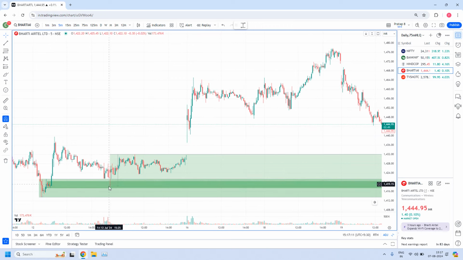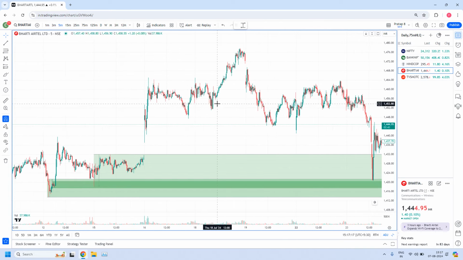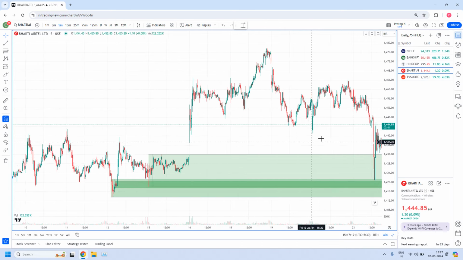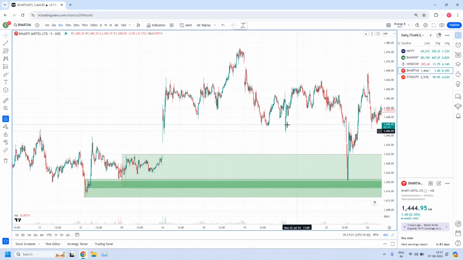See, it was already tested once at the time of picking the orders from this zone during the zone creation. This is the first test. Second time, when prices entered into this 75 minute high liquidity zone, prices went up to this 15 minute zone and near to this fine tuned 5 minute zone. And then see the move, it's a very good move.